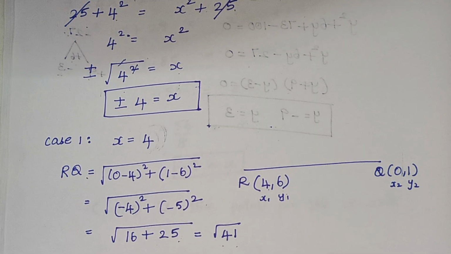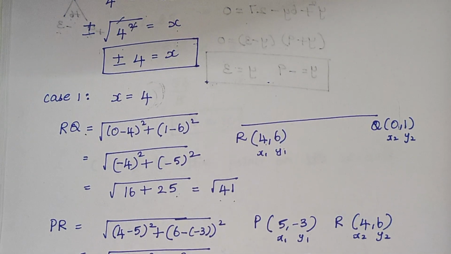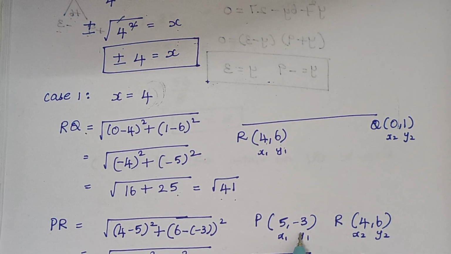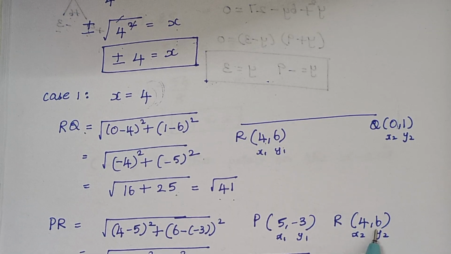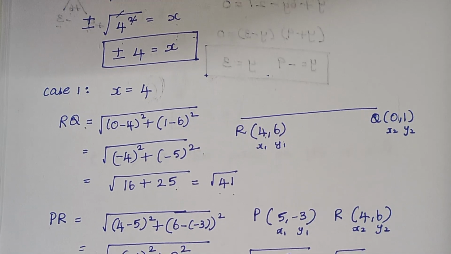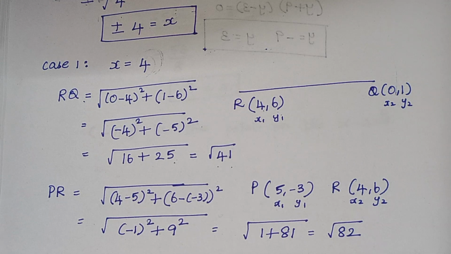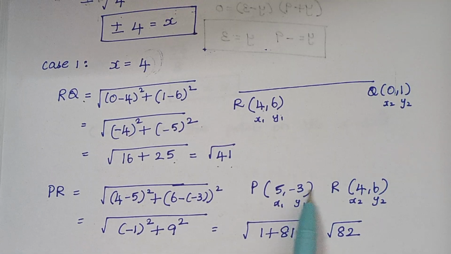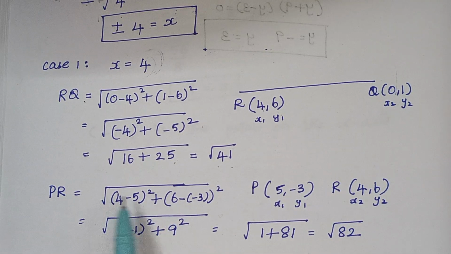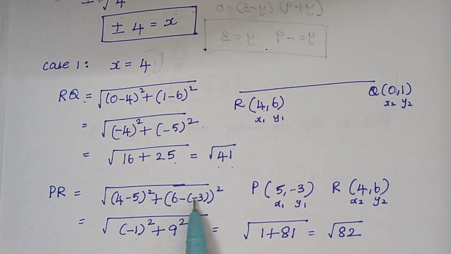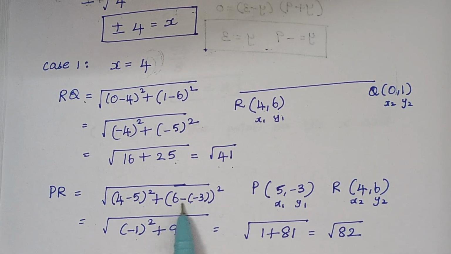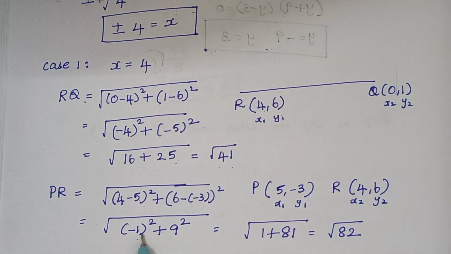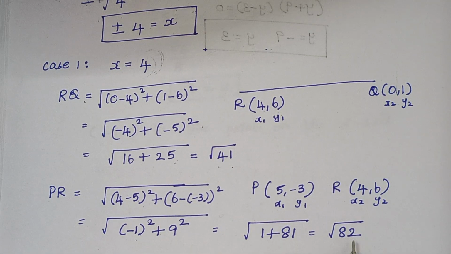And the next thing is PR. Right, again the value of P is (5, -3) and what about R? R is (4, 6). Again by using the distance formula, we are going to calculate the value of PR. So (4 minus 5) the whole square plus (6 minus of minus 3) the whole square. So 4 minus 5 is minus 1 and minus of minus becomes plus. So 6 plus 3 is 9 square. So minus 1 square is 1 and 9 square is 81. So 81 plus 1 gives you square root of 82.